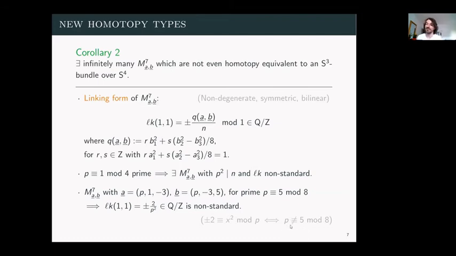And so if and only if P is an odd prime that is not 5 mod 8. In other words, if P is 5 mod 8, then plus or minus 2 is not a square mod P, which means that this term here is not the square of a multiplicative unit for either sign. So it's a non-standard linking form. And so here is a more explicit family where you get infinitely many such manifolds, because H4 is Z mod P squared.